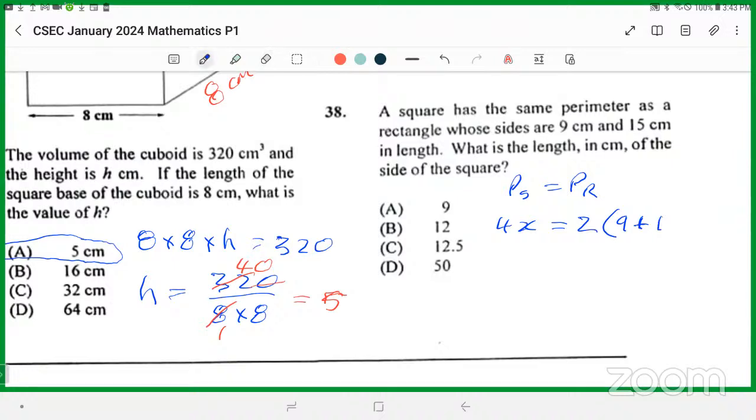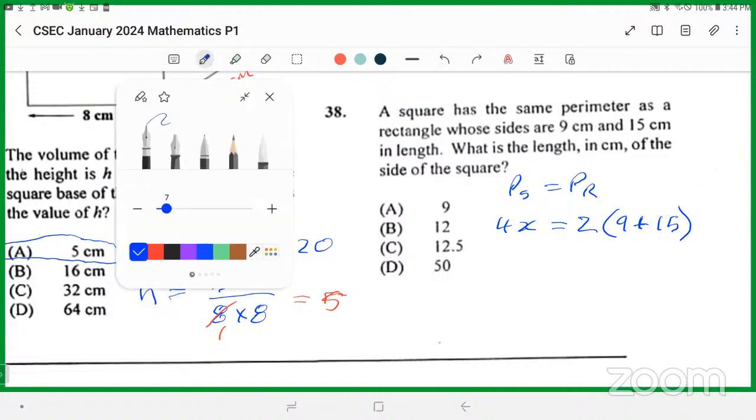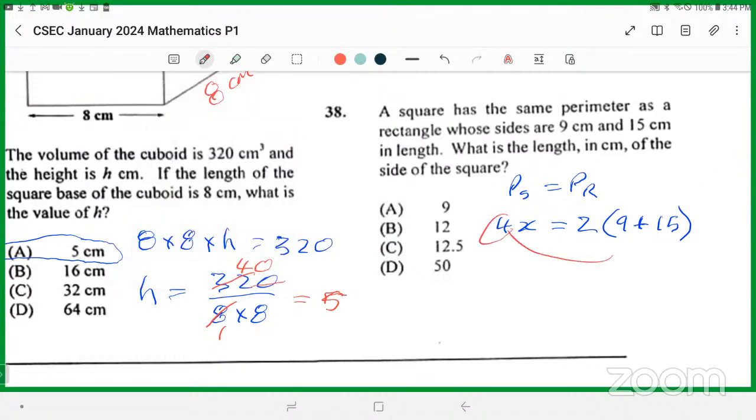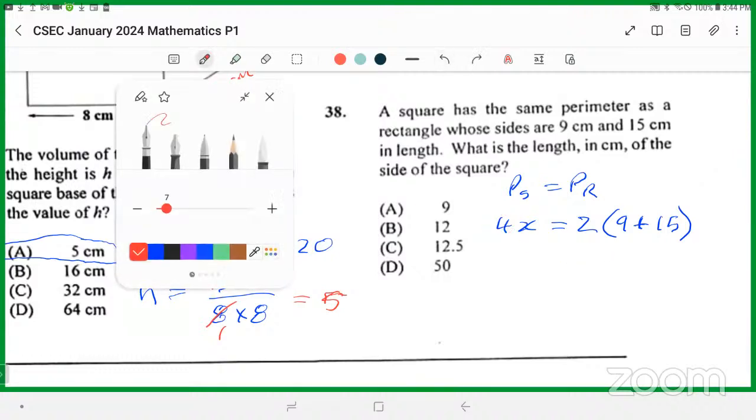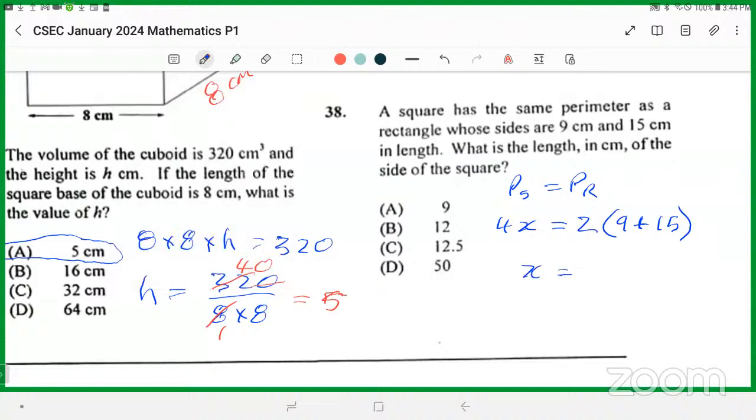9 and 15. That's what we're working out. Canceling it down, the 9 and 15 is 24. And we can just divide by the 4 here. So x becomes 2 times, this becomes 24 divided by this 4 here. So it becomes half. Half of 24 is 12. So then this is 12.